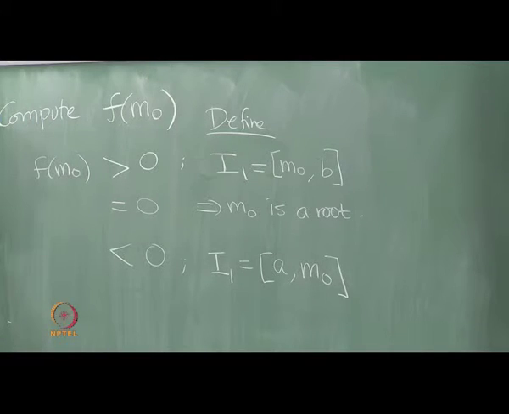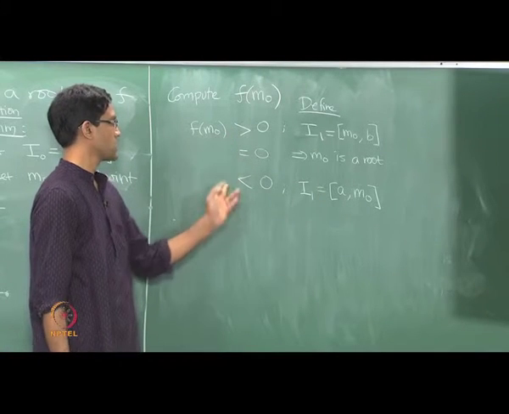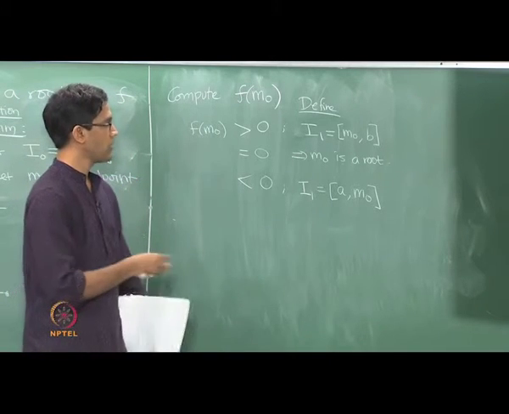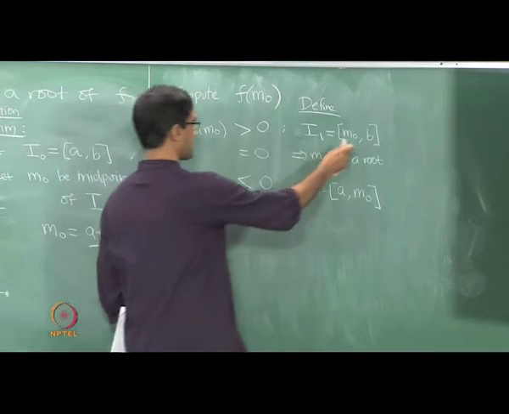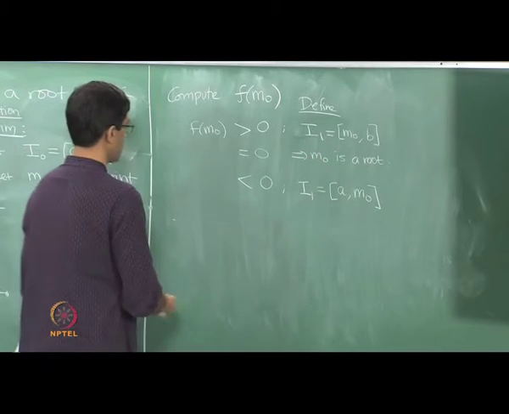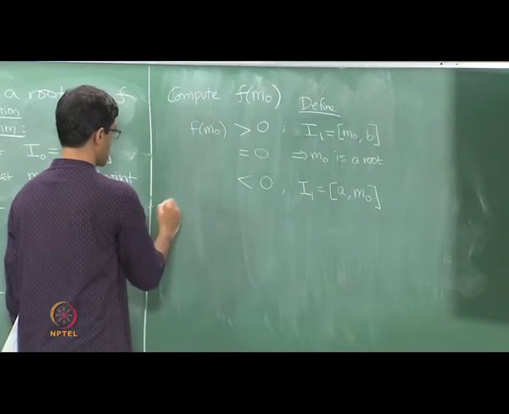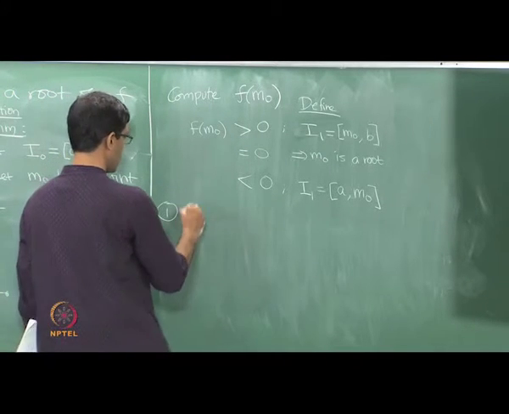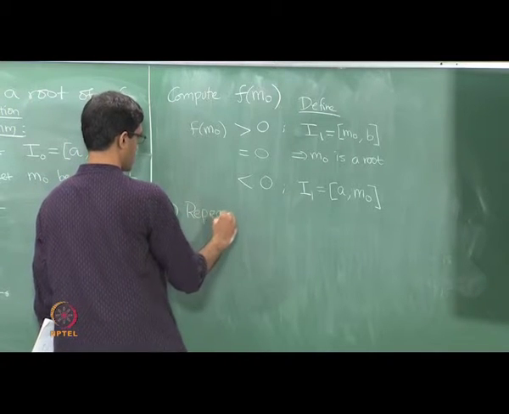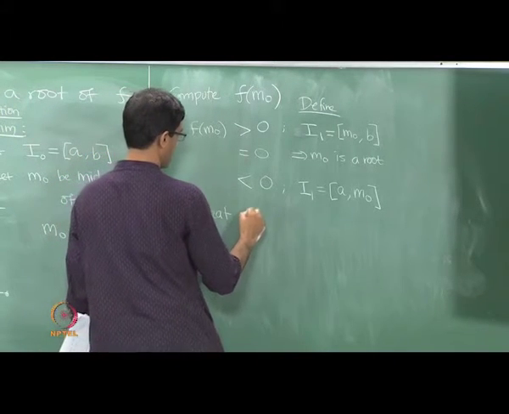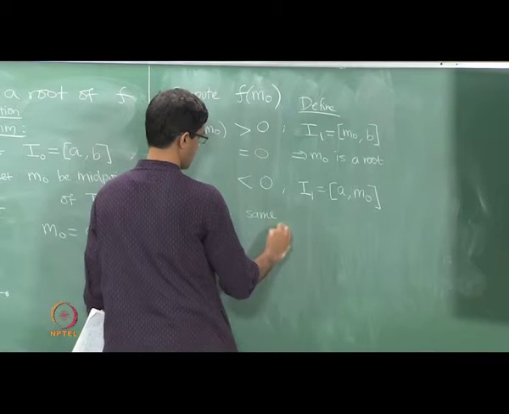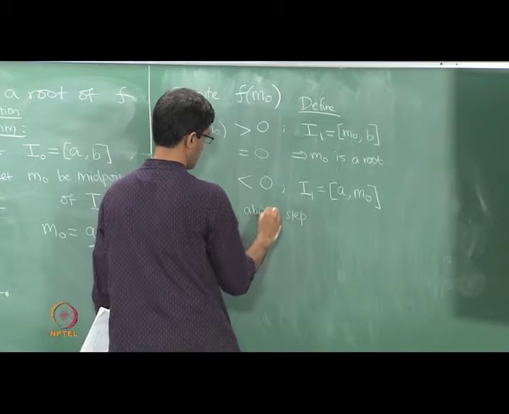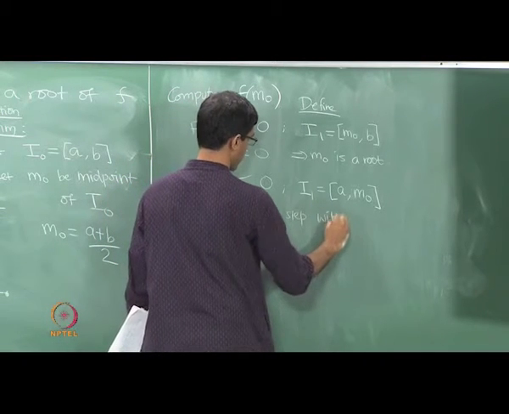But of course in practice you will almost always end up with either the first or the last cases, and in those cases you define I1 to be half of the interval. Here you take the right half and here you take the left half. And now you just repeat the process. So step 0 is basically the prototype. Now you repeat the same step with the interval I1 in place of I0.